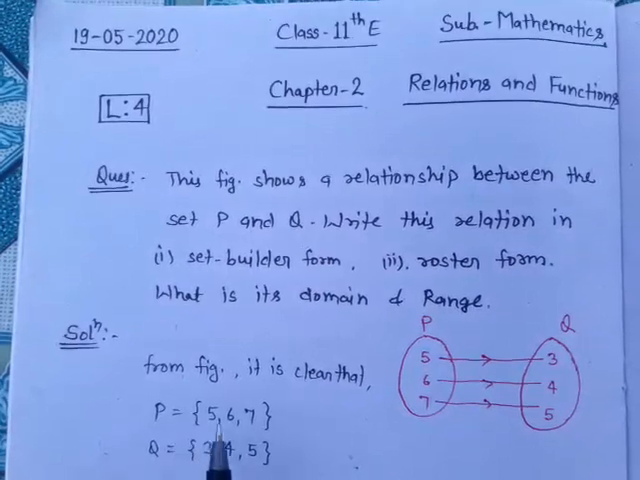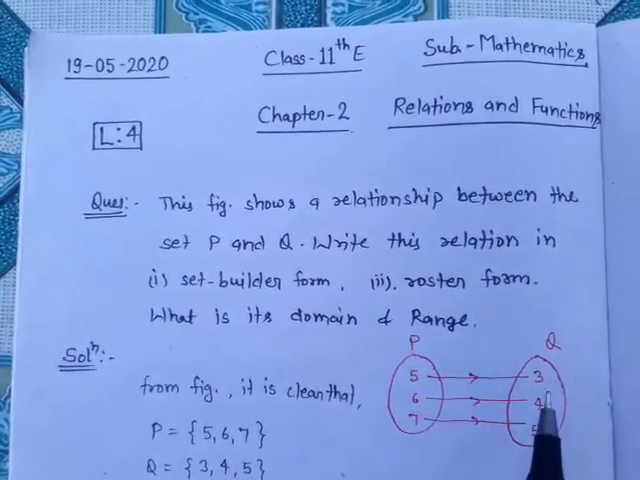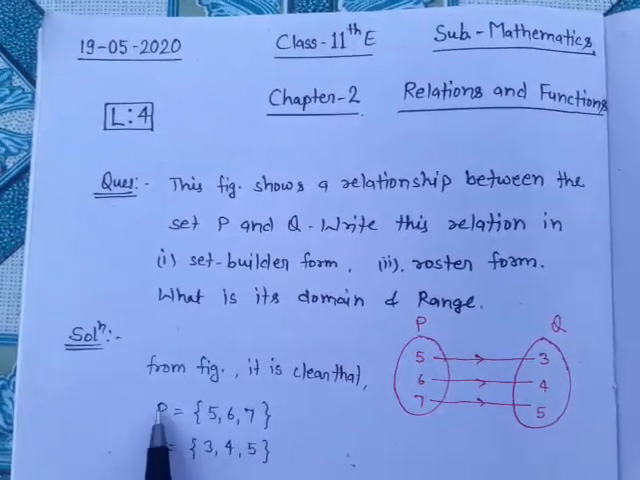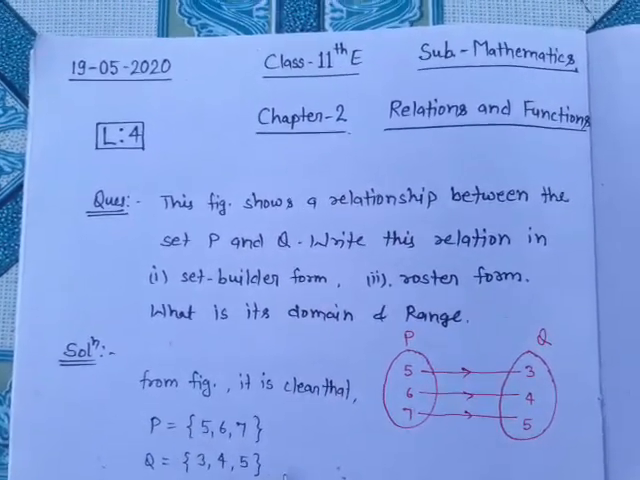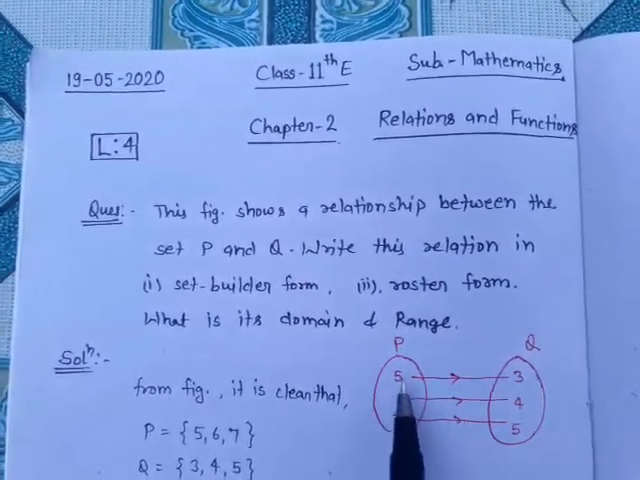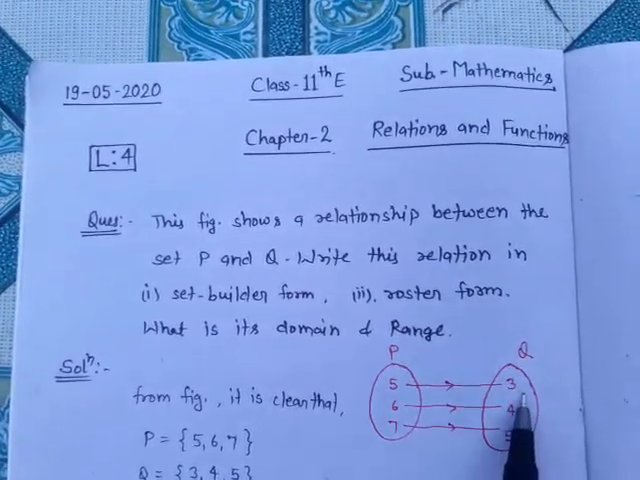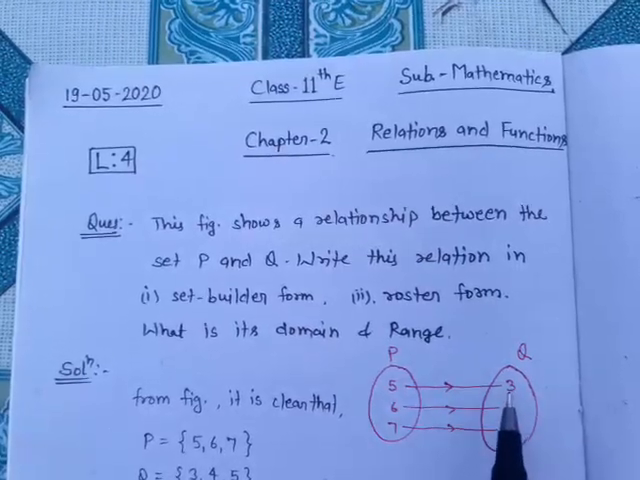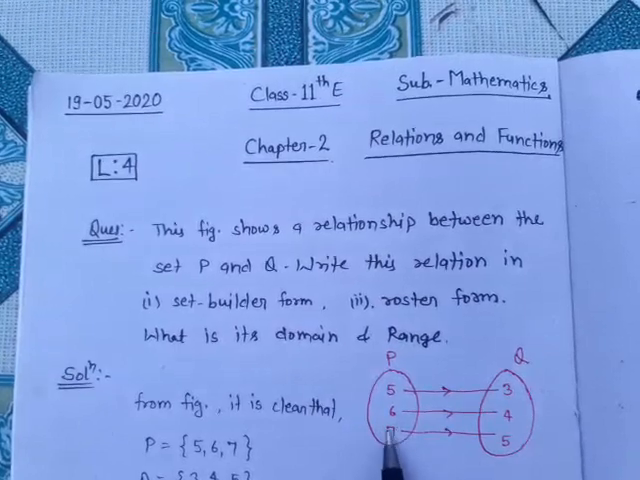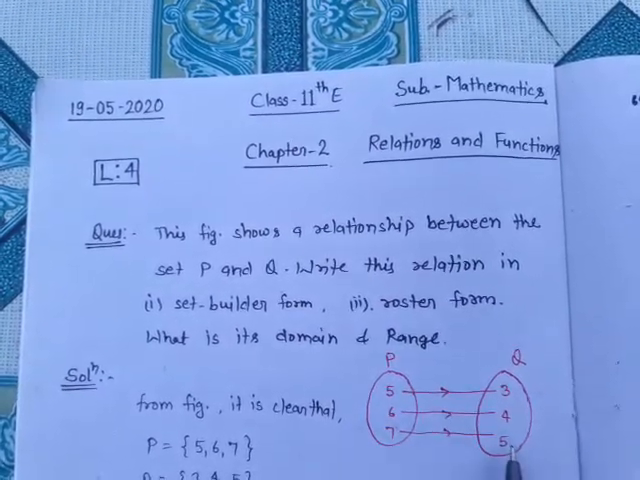So set P is equal to {5, 6, 7}, and set Q is equal to {3, 4, 5}. There are two sets, P and Q. Now what relation comes here? 5 goes to 3, which is 2 less. 6 goes to 4, also 2 less. 7 goes to 5, also 2 less.